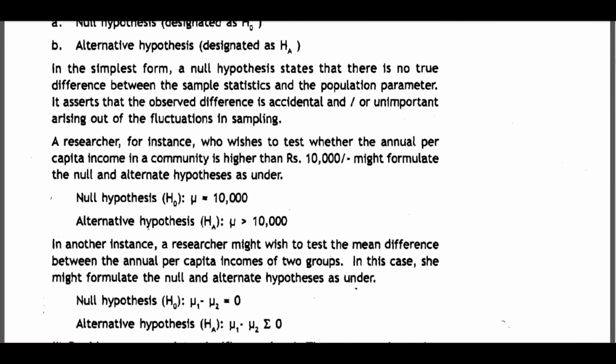In the simplest form, a null hypothesis states that there is no true difference between the sample statistic and the population parameter. It asserts that the observed differences are accidental and/or unimportant, arising out of fluctuations in sampling. A researcher, for instance, who wished to test whether the annual per capita income in a community is higher than 10,000 might formulate the null and alternative hypotheses as under. Null hypothesis H0: mu is 10,000. Alternative hypothesis HA: mu is greater than 10,000.